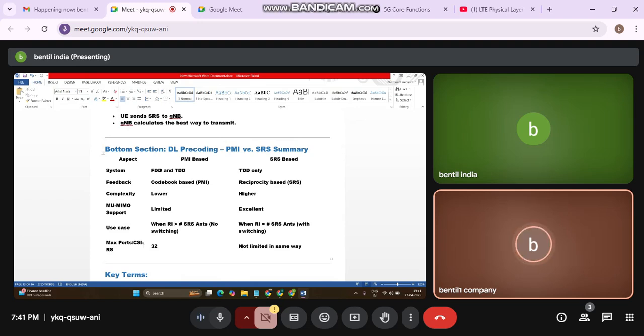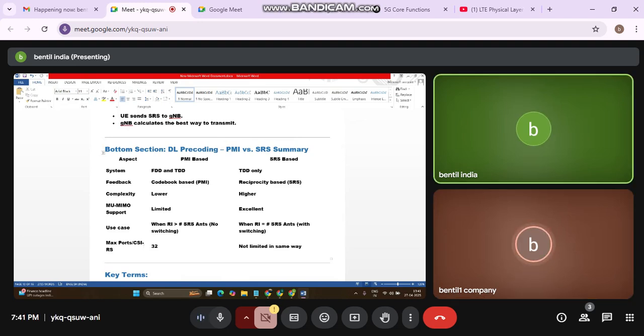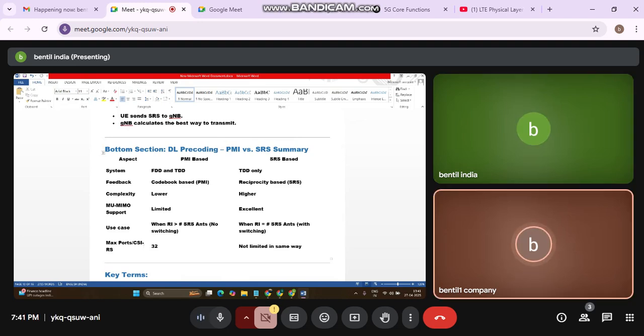Multi-user MIMO support: PMI based is limited when it comes to multi-user MIMO support. When it comes to SRS based, it is excellent. Use cases: PMI based when RI is greater than SRS and no switching. SRS based when RI is equal to SRS and with switching.